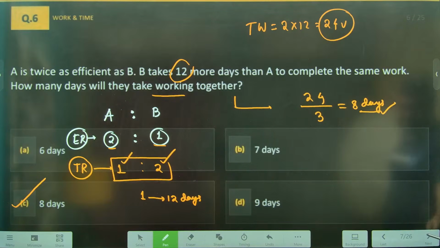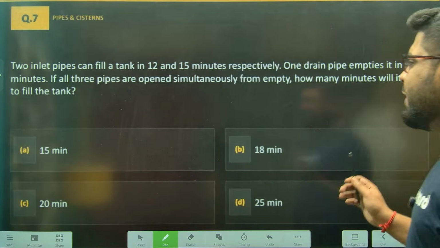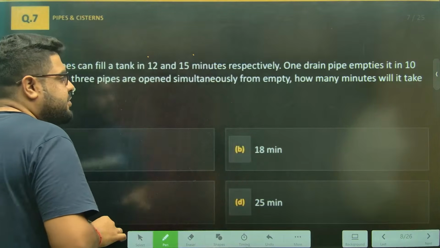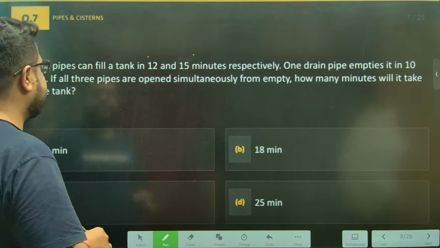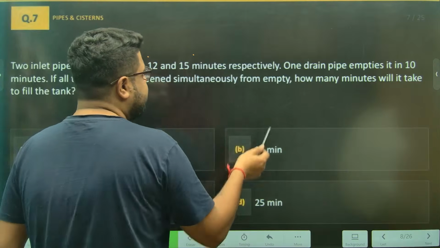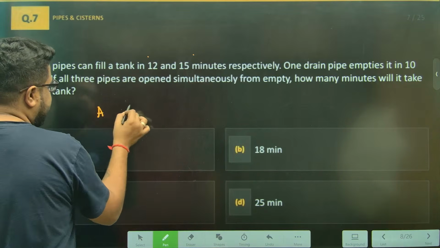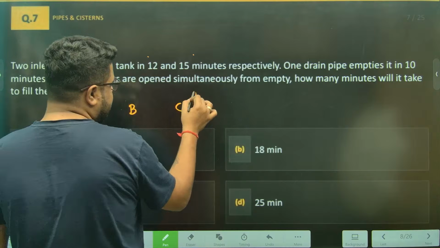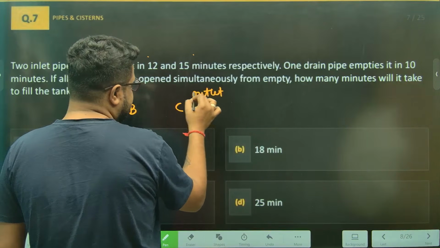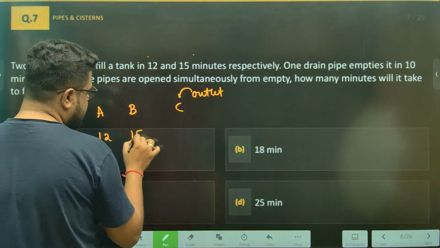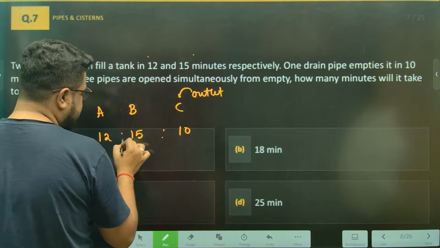Clear, everyone? Very simple. 2 inlet pipes can fill in this much time. One drain pipe, the third pipe, empties in 10 minutes. Simultaneously from empty, how many minutes? Again, all three together. So I'm taking pipe A, pipe B, pipe C. Pipe C is an emptying pipe, meaning it's an outlet. So time ratio is 12, 15, 10.